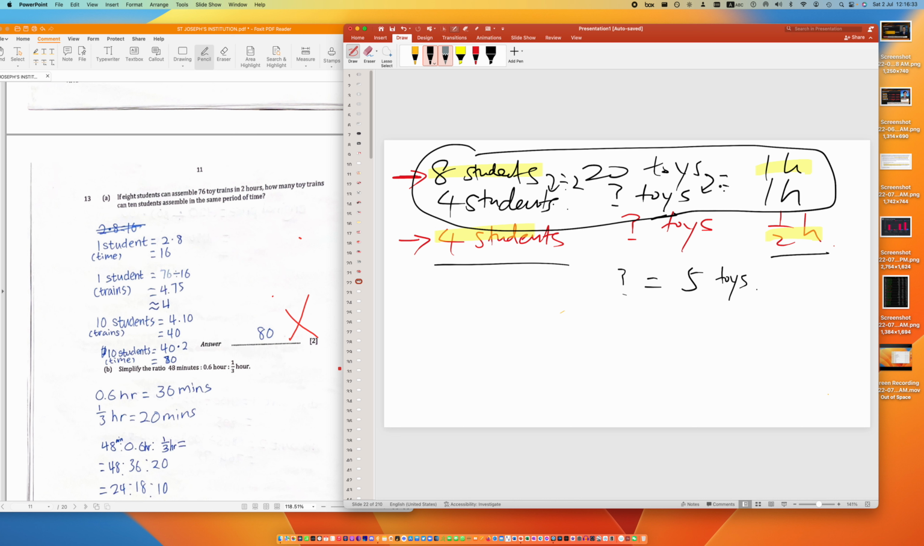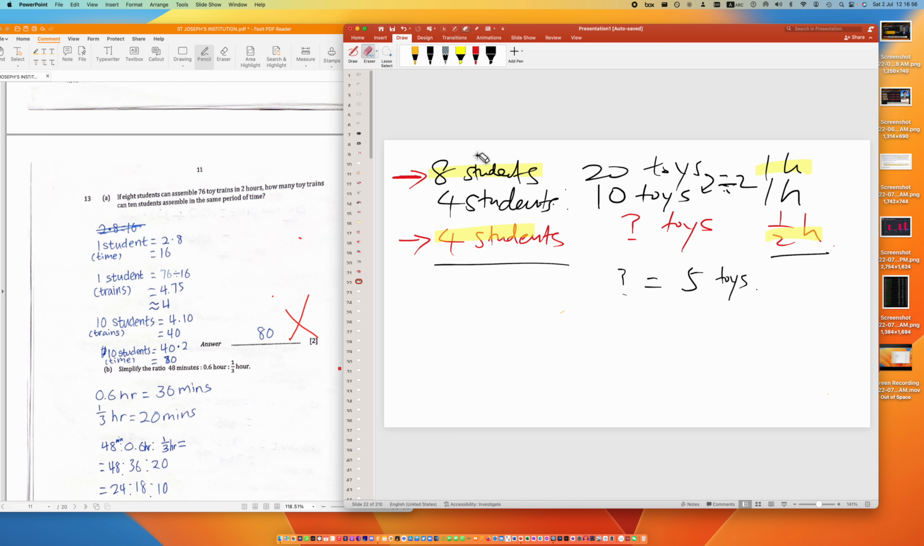Divided by 2, because the head count is divided by 2. So there are fewer people to do the job, so of course the output will also decrease. So divided by 2, therefore you get 10. So you need to introduce this intermediate step. Then with this, you can do the question already.